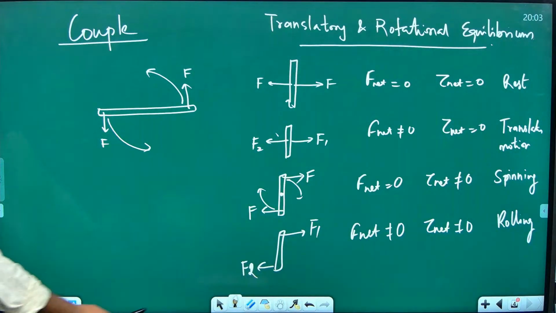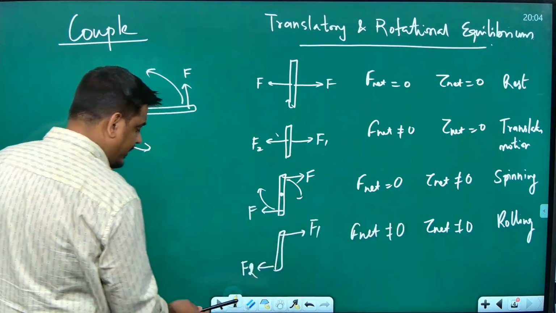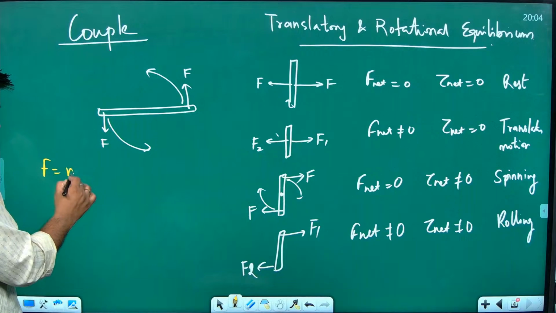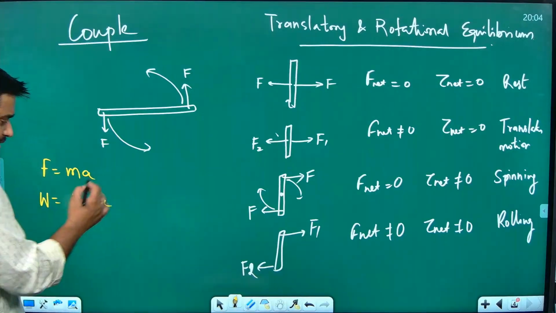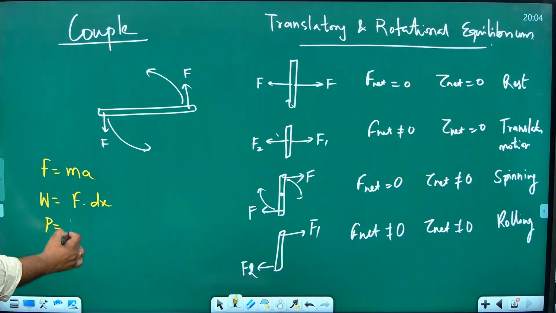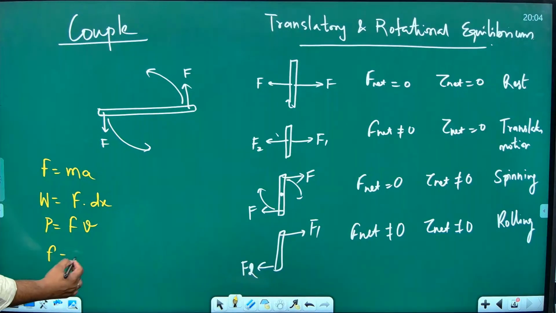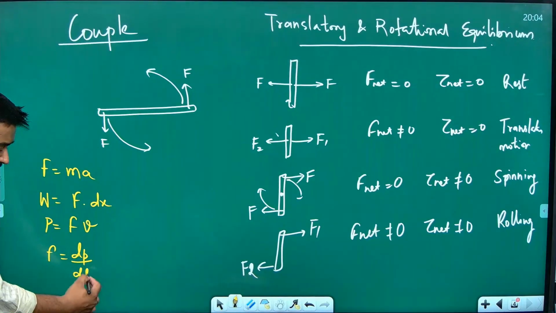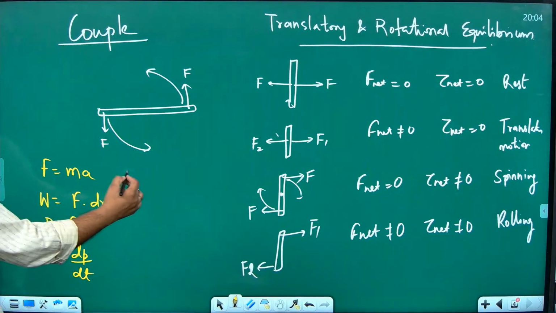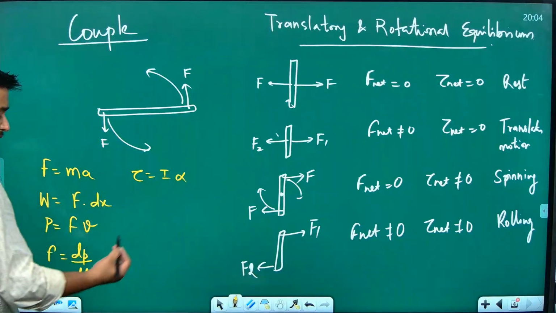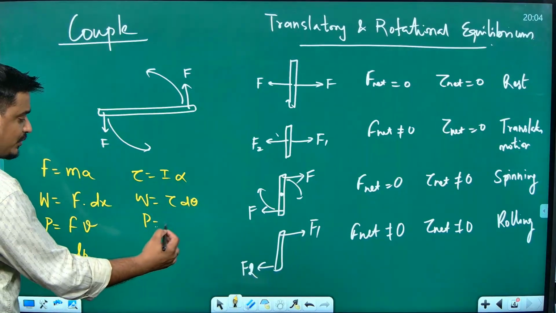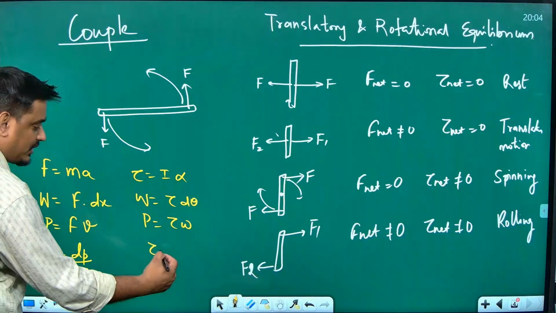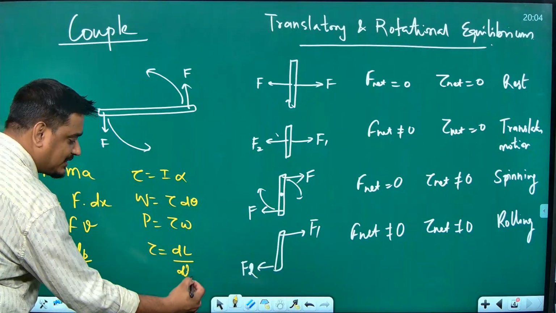And once again, I want to recall some things which I told you when I taught analogy. Like F is equal to mass into acceleration, or work done is equal to force into displacement, or power is equal to force into velocity, isn't it? Or F is equal to rate of change of momentum. All these things have a rotational counterpart, which is tau is equal to I alpha. Work done is equal to torque into d theta, power is equal to torque into omega, or torque is equal to dL by dt. Remember all these things?